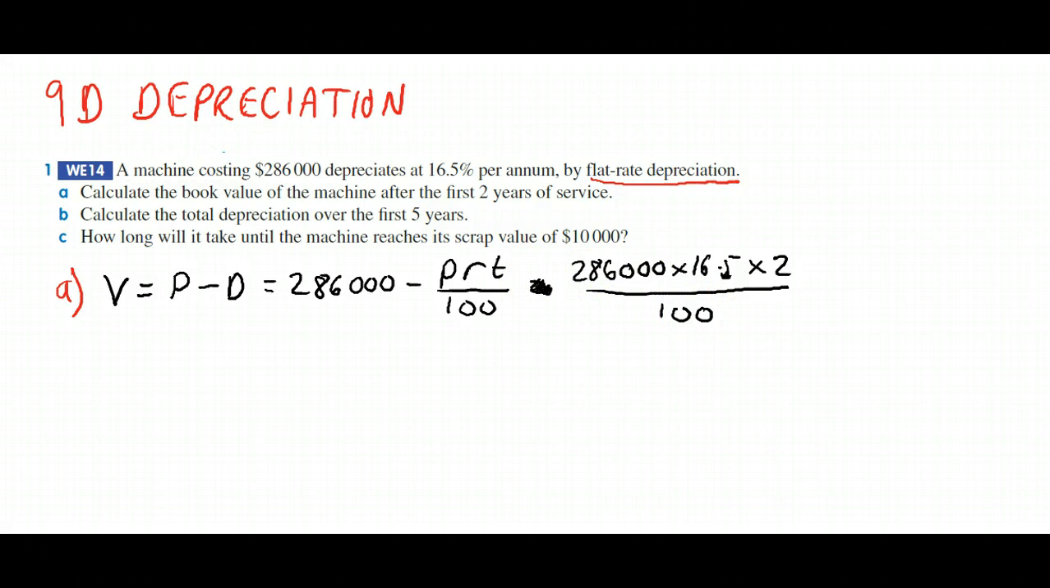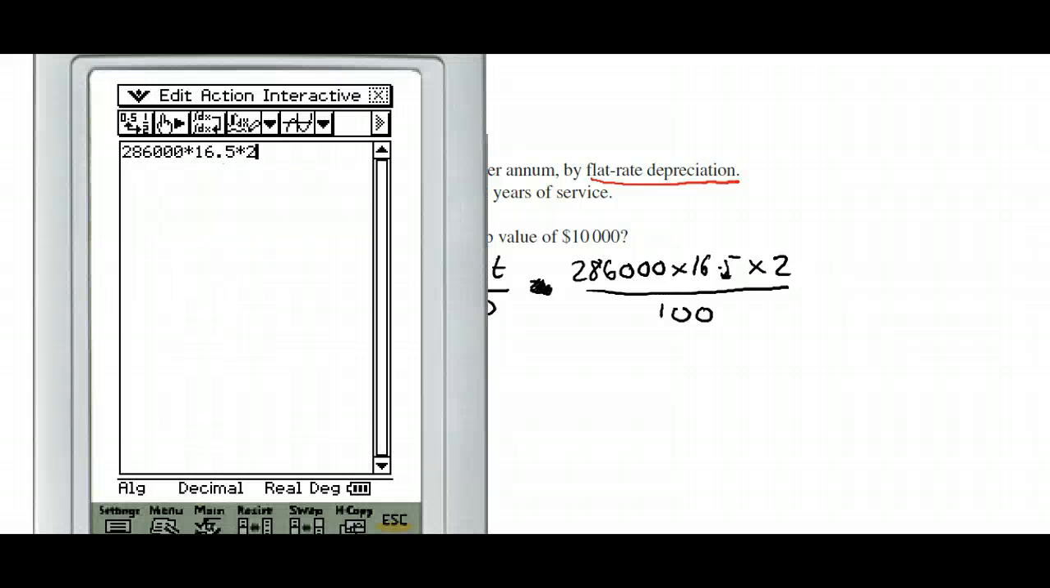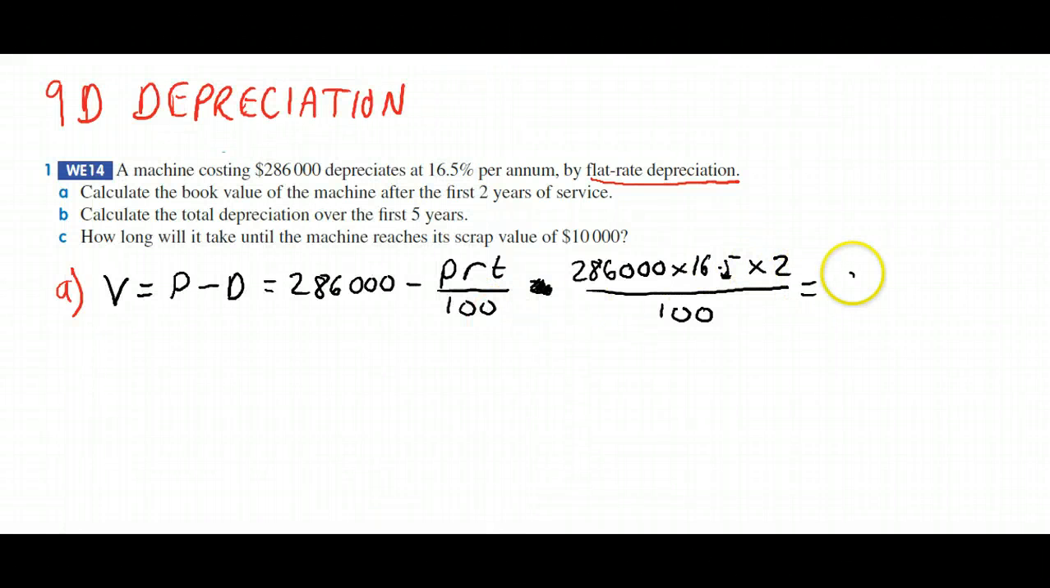Now actually I should get rid of that equals there because this is just the depreciation, this bit here. Let's put that into a calculator. The top line of the equation was 286,000 times 16.5 times 2. That equals that, and then we want to divide it by 100 and we get 94,380. So this equals 94,380. That was the amount of depreciation that occurred in those 2 years.